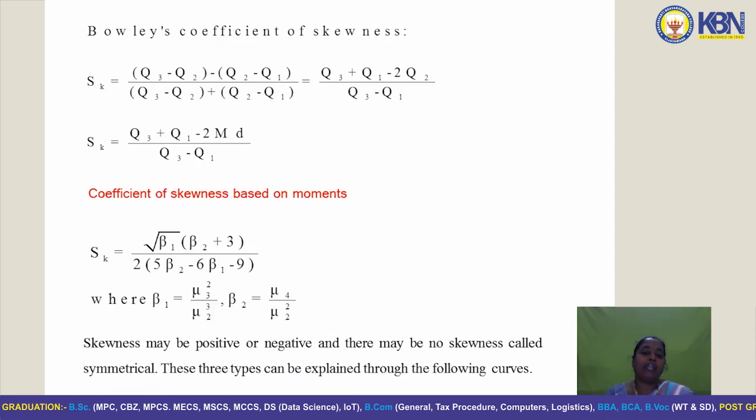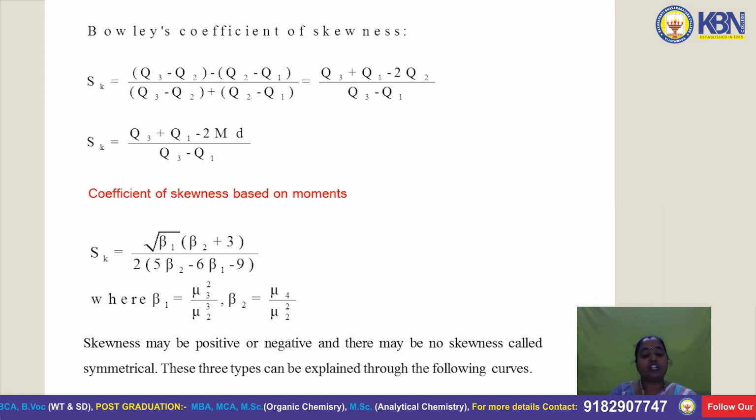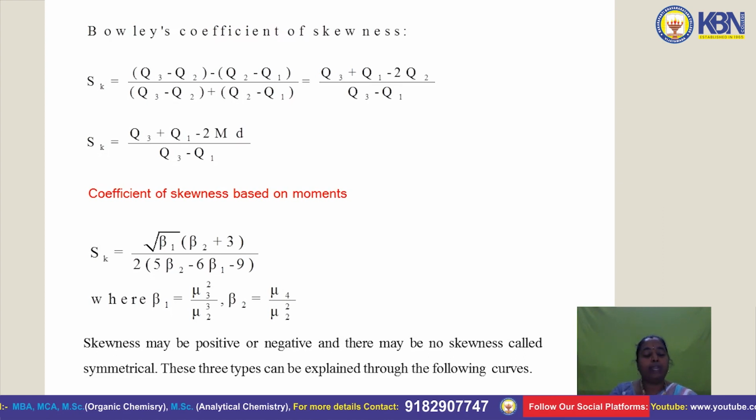Another way of finding the skewness is Bowley's coefficient of skewness. For this, the skewness formula is Sk is equal to Q3 plus Q1 minus 2 median by Q3 minus Q1. If we have only moments, by using these moments, the coefficient of skewness is Sk is equal to square root of beta 1 into beta 2 plus 3 by 2 into 5 beta 2 minus 6 beta 1 minus 9. Here beta 1 denotes mu3 square by mu2 cube and beta 2 denotes mu4 by mu2 square.